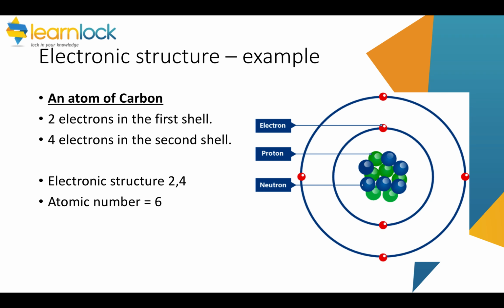Here's an example of carbon. Carbon has 2 electrons in the first shell, then 4 electrons in the second shell. So you'd write this as 2, 4. Its atomic number is 6. It's a total of 2 and 4.